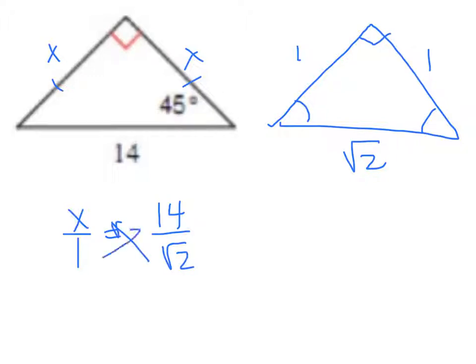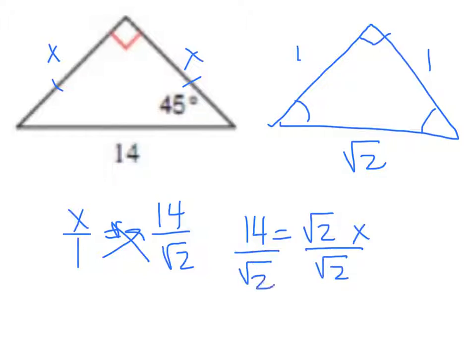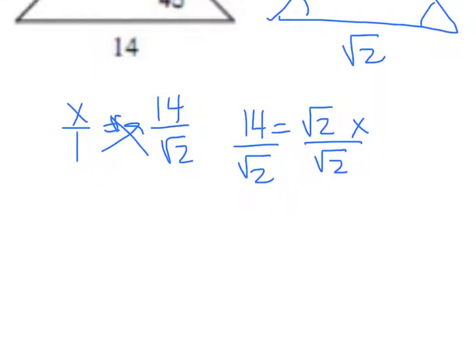So I'm going to have x over 1 equals 14 over root 2. So I cross multiply. 14 times 1 is 14. X times root 2 is root 2 times x. Then to solve for x, I'm going to go ahead and divide by root 2. And here's where you got to remember, again, this is why it's a level 3, is because I can't leave 14 over square root 2 as is. There's a root in the denominator. That's not okay.